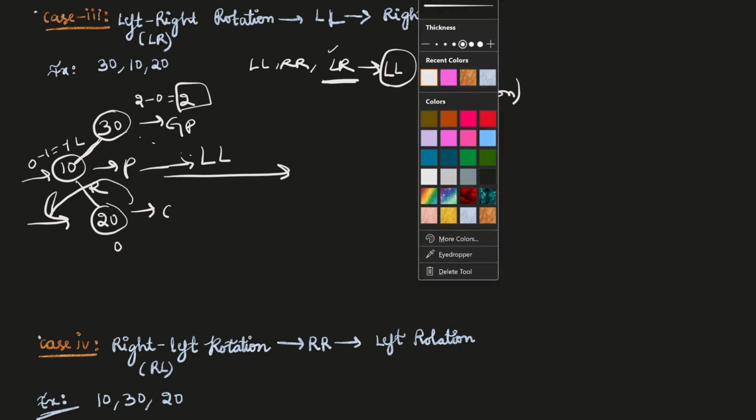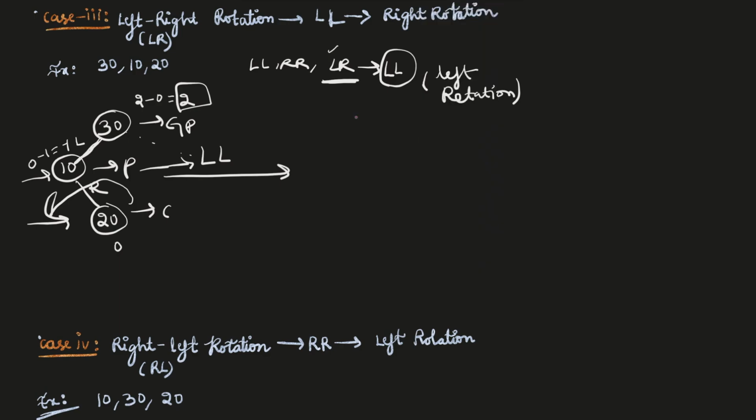I'll change the color. 1 second. So now 30 would be as it is, the grandparent. So doing the left rotation, 10 would come to the left of 20. 20 would come down. So since you are rotating it like this, 20 would come in place of 10 and 10 would be left of 20.